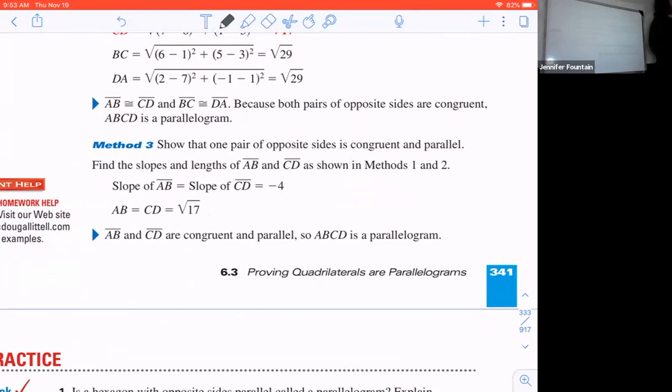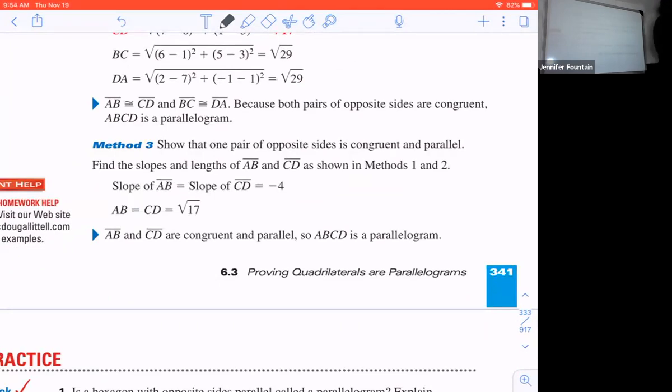So remember, we can either show that 2 opposite sides are parallel, so that means we've got to do it for both pairs of sides. We can show that 2 sides are congruent, or we can show that we have congruent and parallel of just 2 sides. So you can find the slope and you can find the distance.